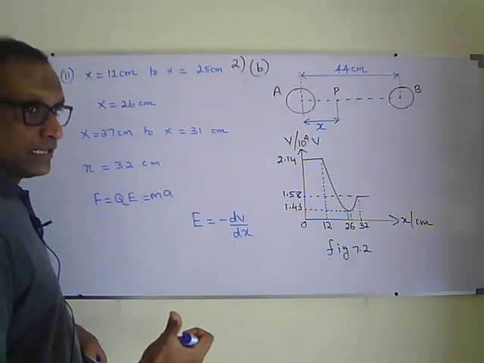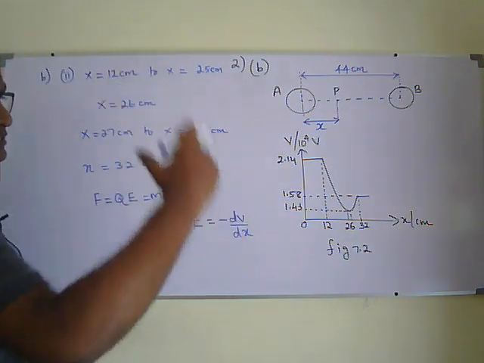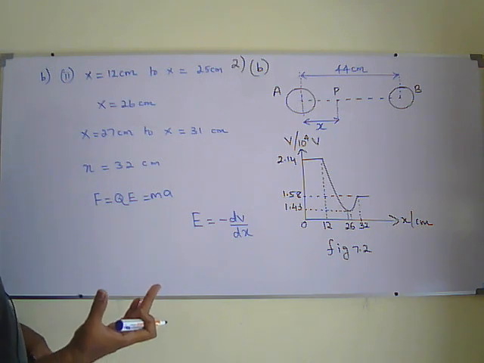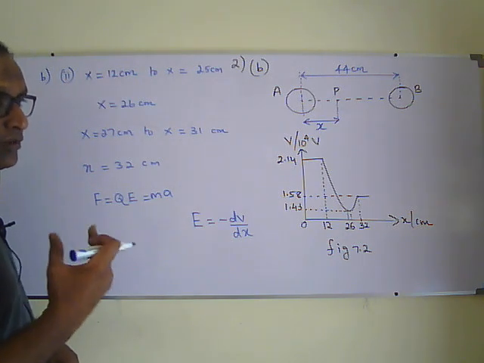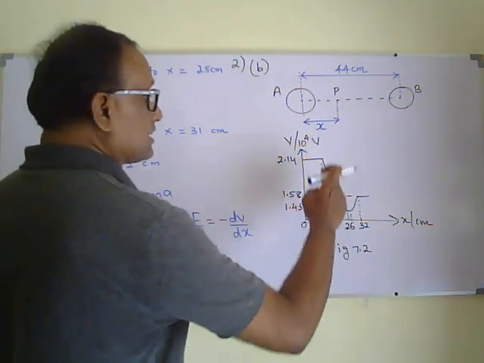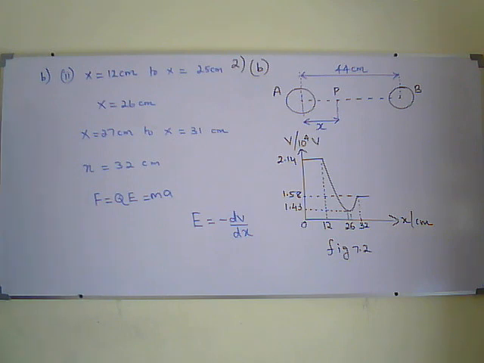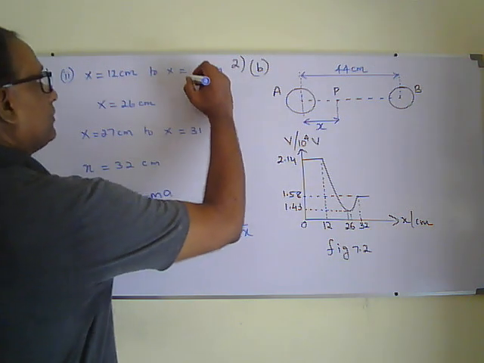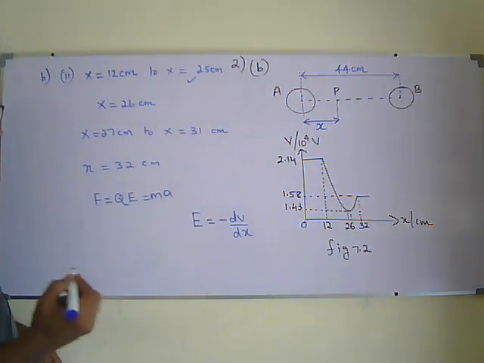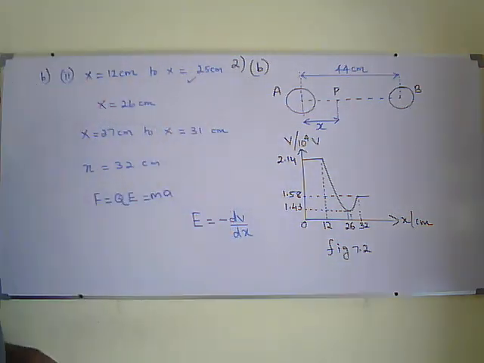Speed will increase. Why? The electrostatic force is along the direction of motion. So acceleration is along the direction of motion. Okay, I hope you understood. So speed will increase from 12 centimeter to 25 centimeter. Right. So that part we answer. So we can say speed is increasing from 12 centimeter to 25 centimeter.